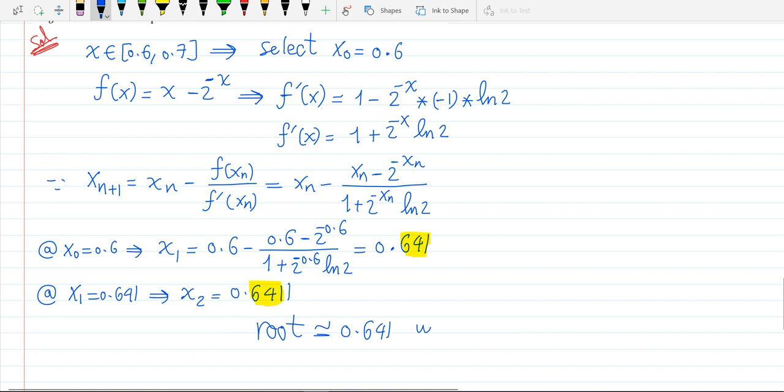This is evaluated up to 10^-3. And now I showed you that Newton's method converges exactly and rapidly to the exact root rather than the bisection method.